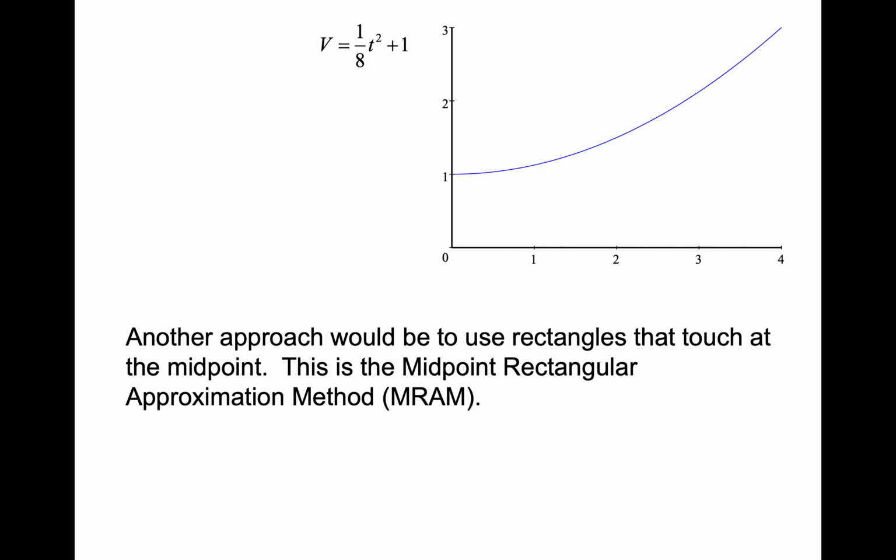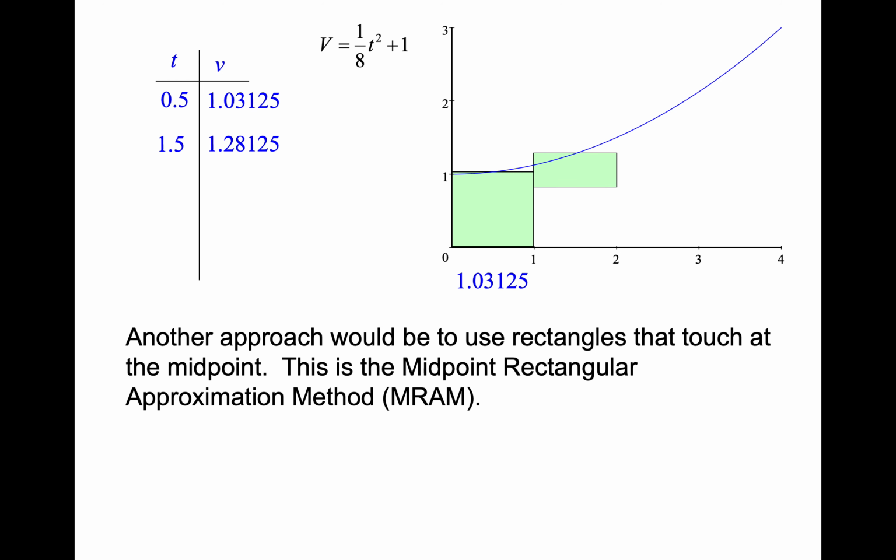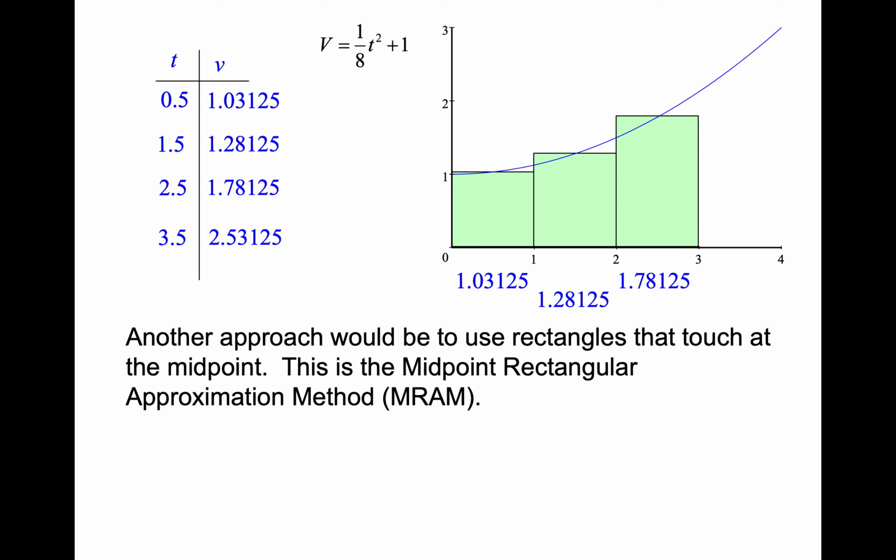So another approach would be to use the midpoints of each section, called MRAM for the midpoints. So then that means instead of using a 0 or a 1, you would use a 0.5 because you would use the midpoint. So 0.5, and if you plug 0.5 into the velocity function, you get the height. Do the same thing with 1.5, and then with 2.5, and then with 3.5.